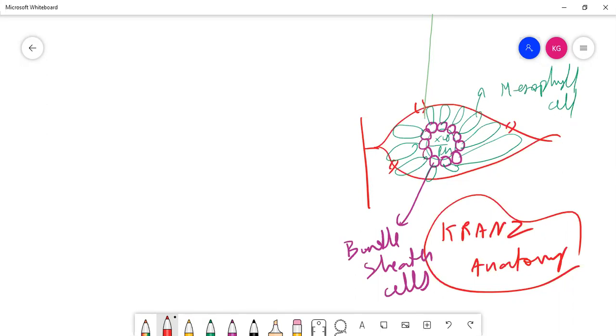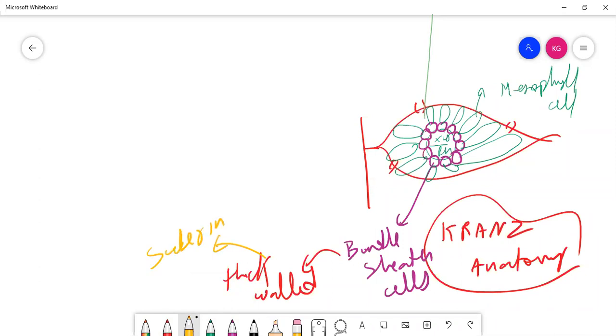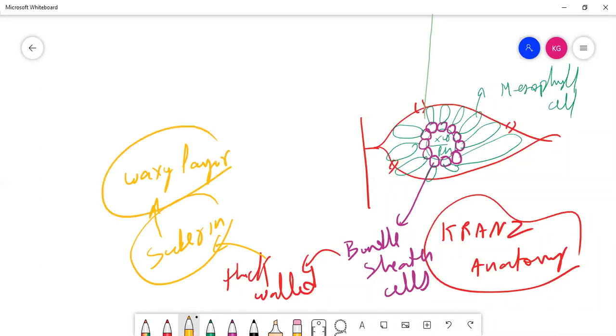and these bundle sheath cells are thick walled. We know they are thick walled. और आपने याद रखना है कि जो bundle sheath cells हैं, they are also coated with a waxy layer. They are coated with a waxy layer which is called suberin. They have a layer of suberin also, which will not allow the gases to enter or leave. This is a waxy layer. So gases are not allowed to enter or leave. ठीक है, so look at this kind of anatomy over here.